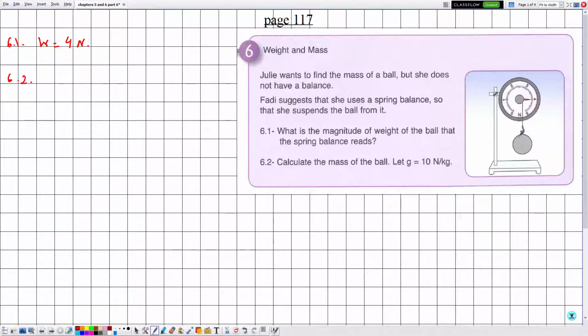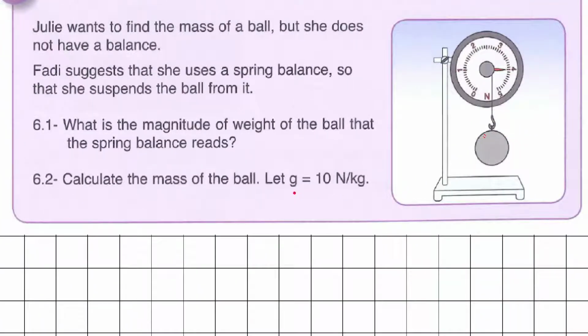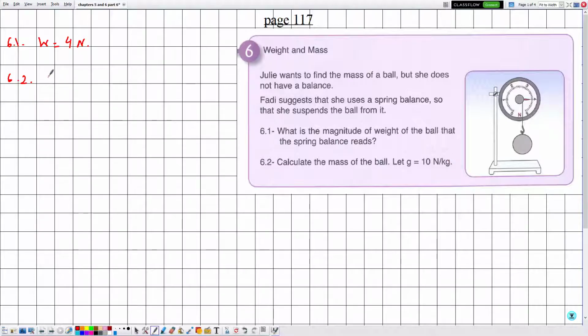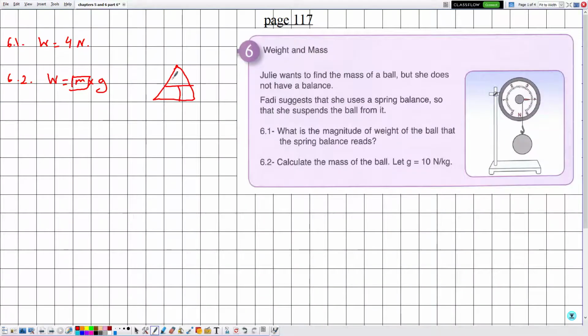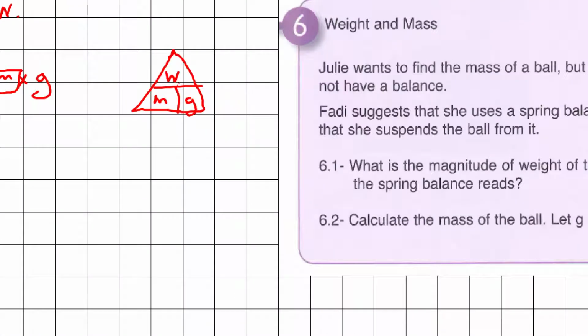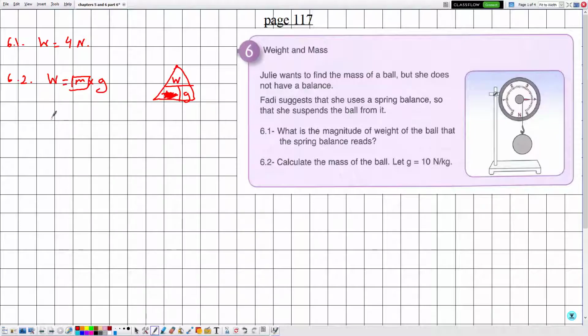Now in 6.2 they are telling us to calculate the mass of the ball, let g is equal to 10 newtons per kilogram. We know that the weight, the mass and g are related via the following formula. And we are interested in determining the mass, so constructing the triangle of this formula, here because we have a multiplication, W will be at the top, M and G at the bottom, and we are interested in determining the value of M. So covering M, then M is given by W divided by G.